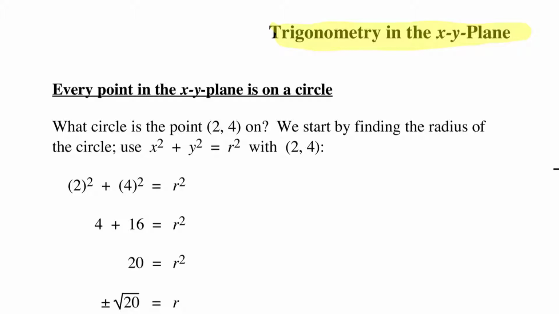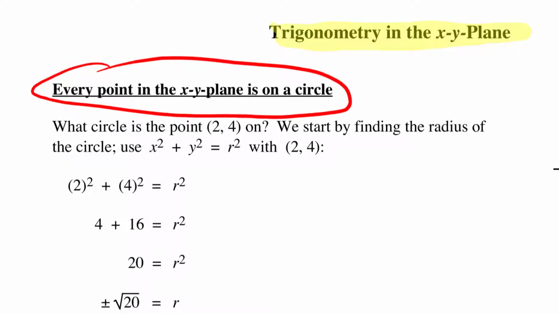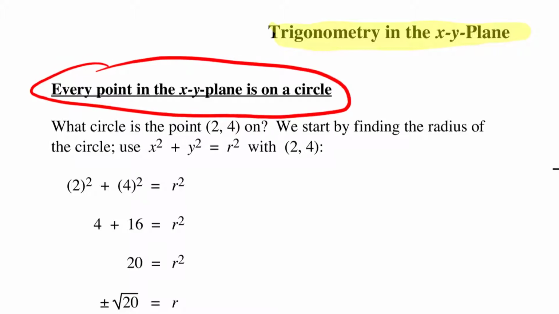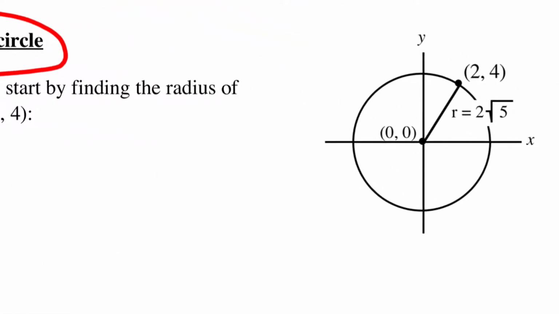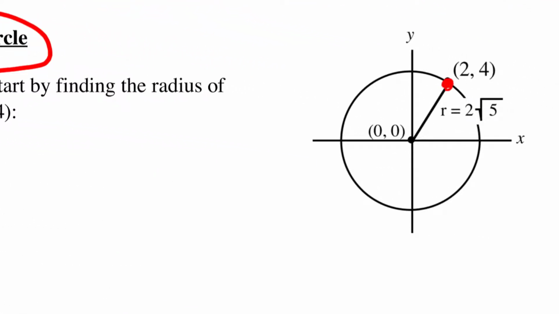And certainly one important thing to know is that every point in the XY plane is on a circle. Let's take, for example, the point (2, 4). It's a first quadrant value. Here it is in the XY plane, and it's on a circle. I've already drawn the circle for you, and there, of course, is the radius. And we see the radius value of 2 radical 5.